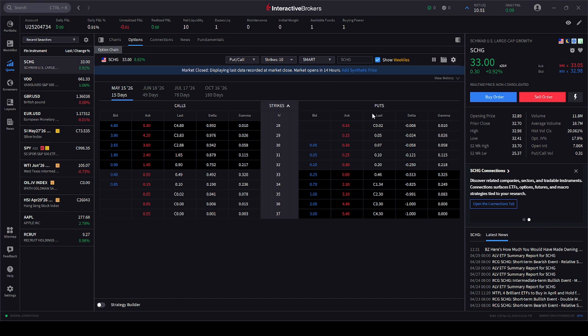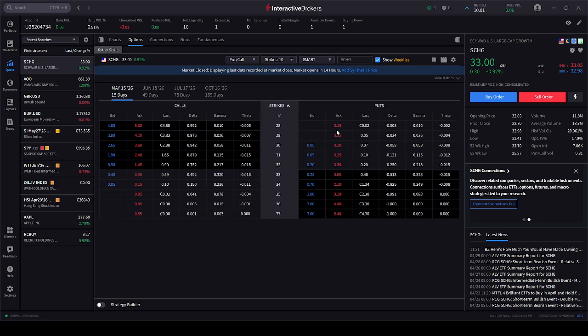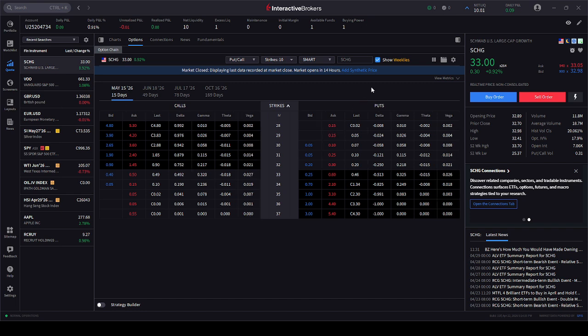The Greeks are key indicators that help you understand how the option's price may change in response to fluctuations in market conditions. In the details pane, you will find various Greek values like delta, gamma, theta, vega, and rho. Delta measures the sensitivity of the option's price to changes in the price of the underlying asset. Gamma indicates how delta will change as the underlying price changes. Theta represents the time decay of the option, while vega measures the sensitivity to volatility. Rho evaluates the option's price sensitivity to interest rate changes.